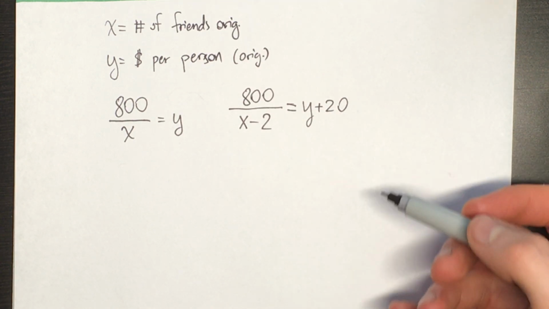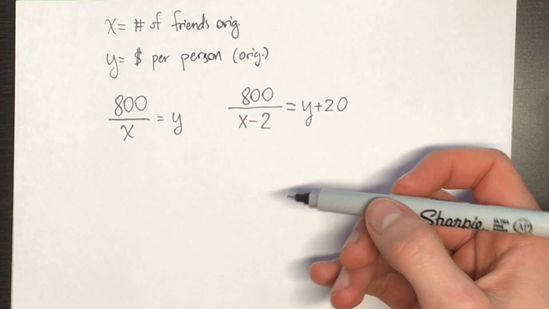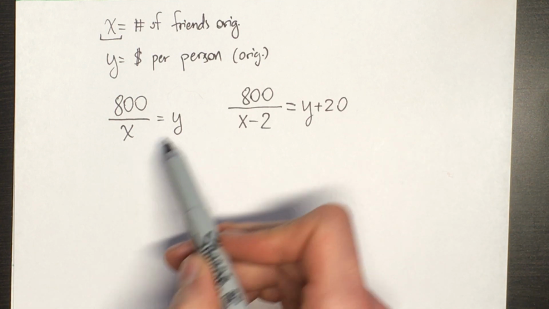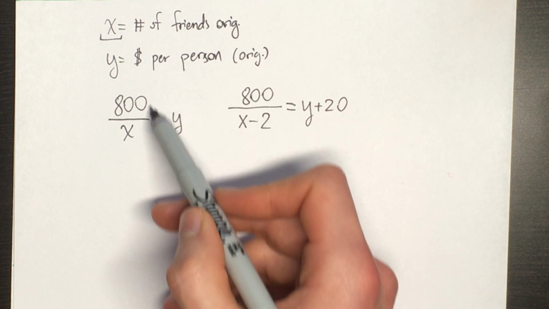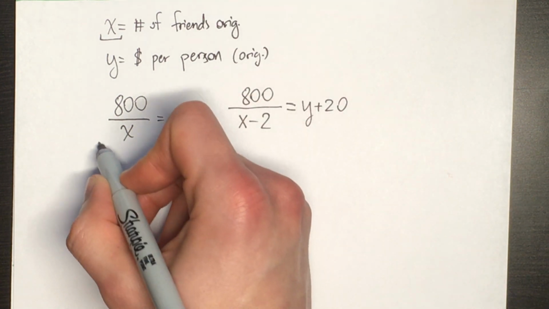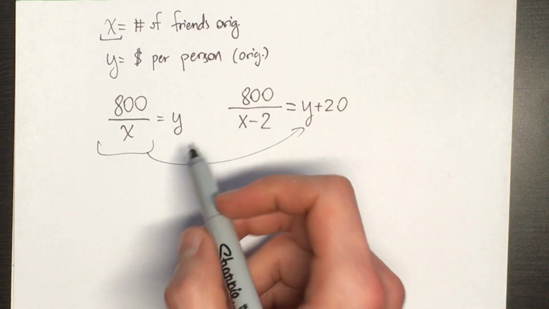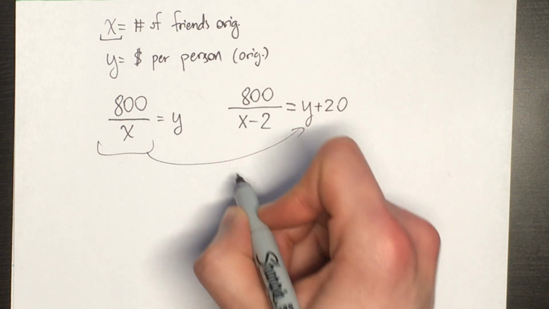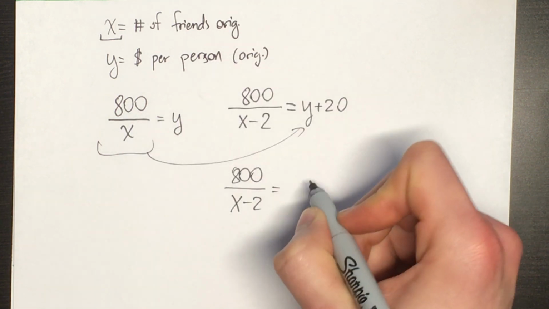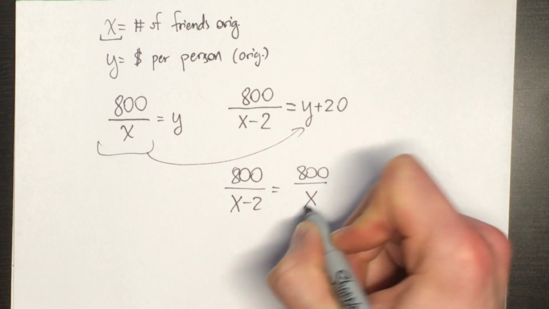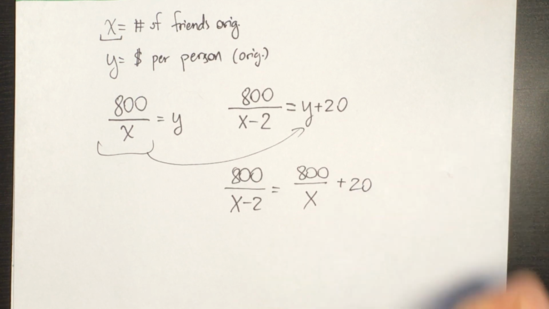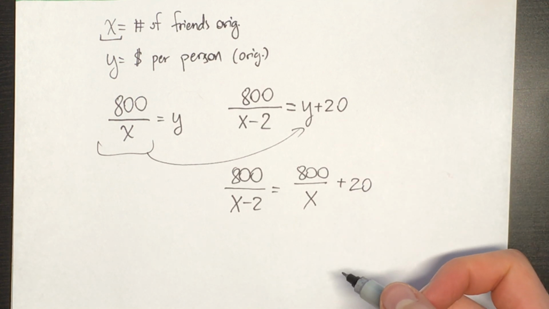And so we're looking for how many friends were in the group originally. So how can we solve for that? We're solving for x. Well, the way we've written it, we already have one of the variables isolated, right? So let's just plug this in for y and then solve for x. So I can rewrite this as 800 over x minus 2 is equal to 800 over x, that's y, plus 20.